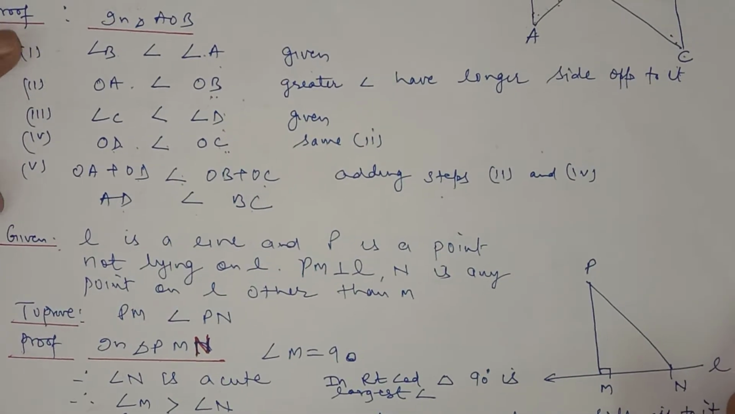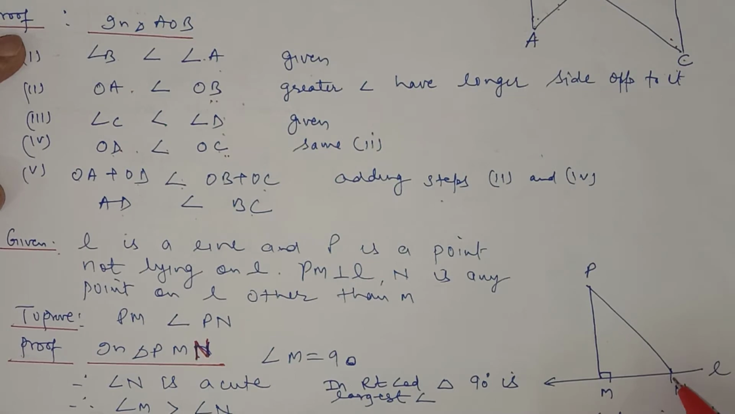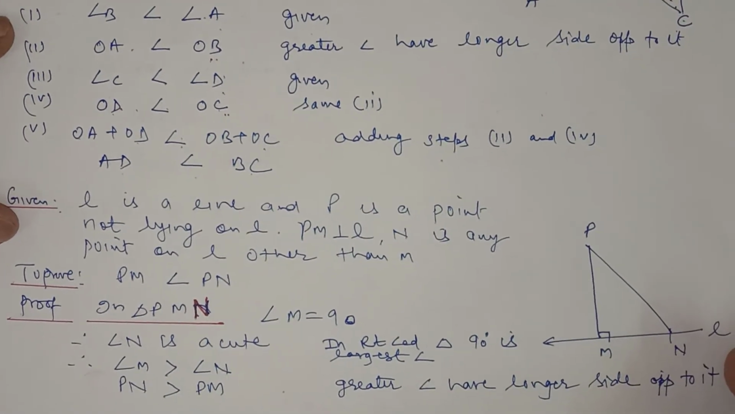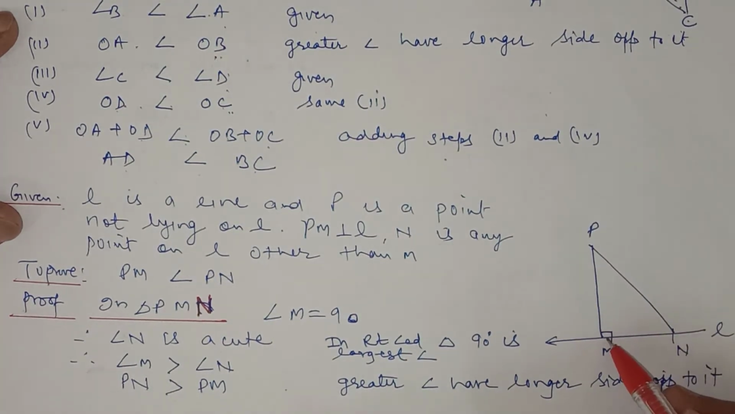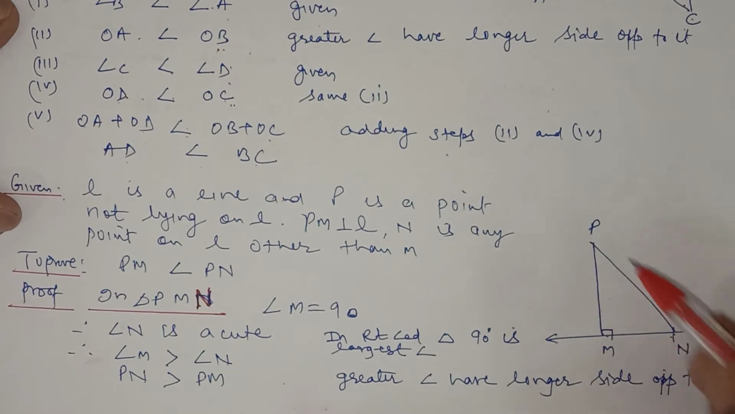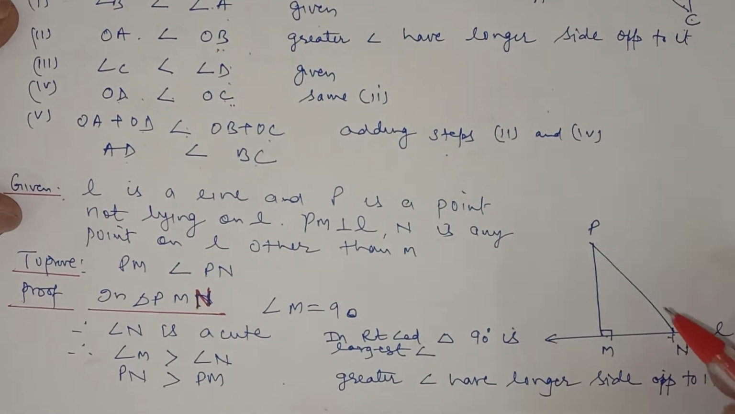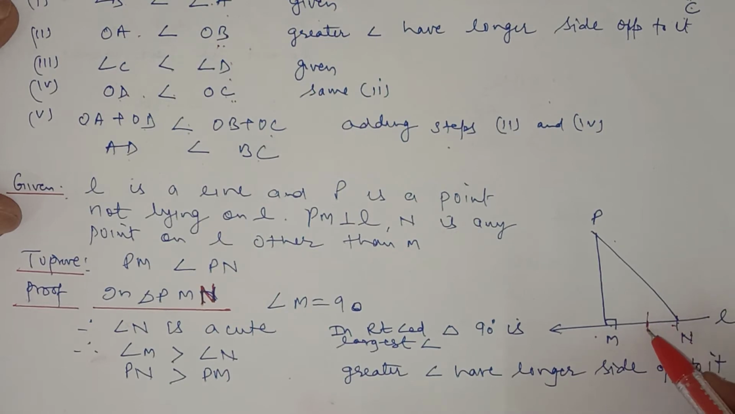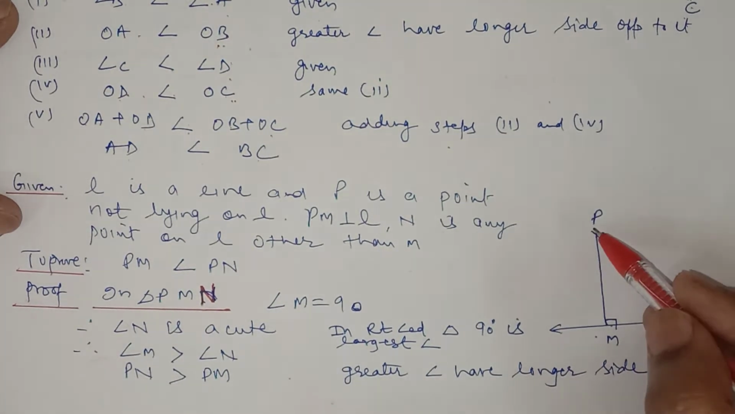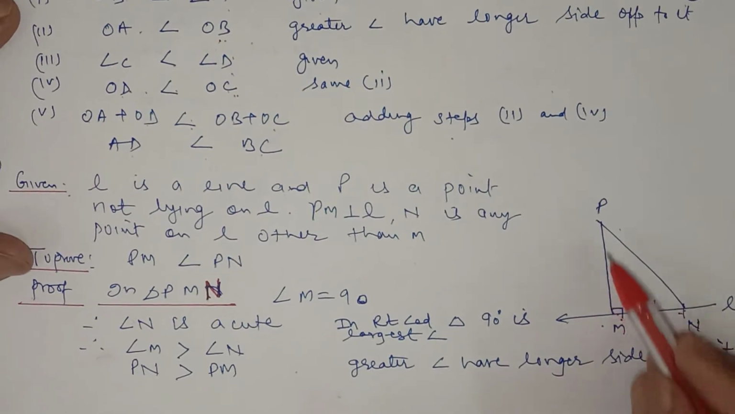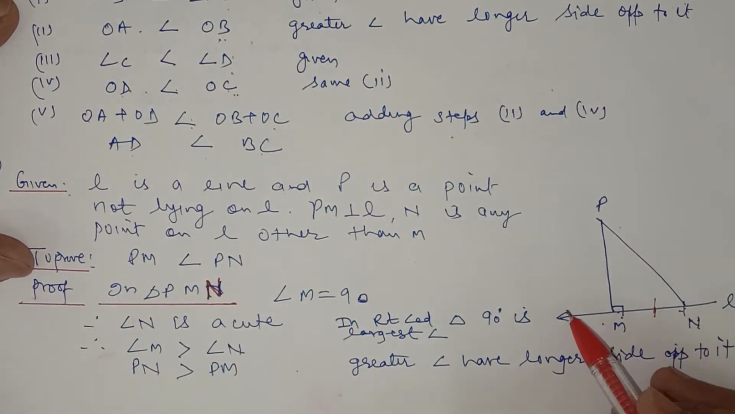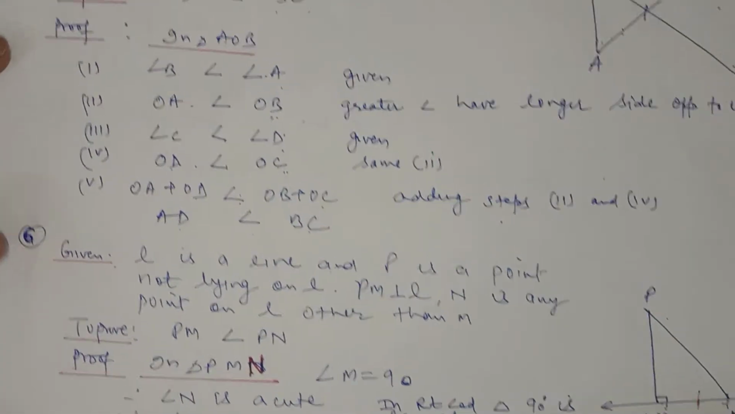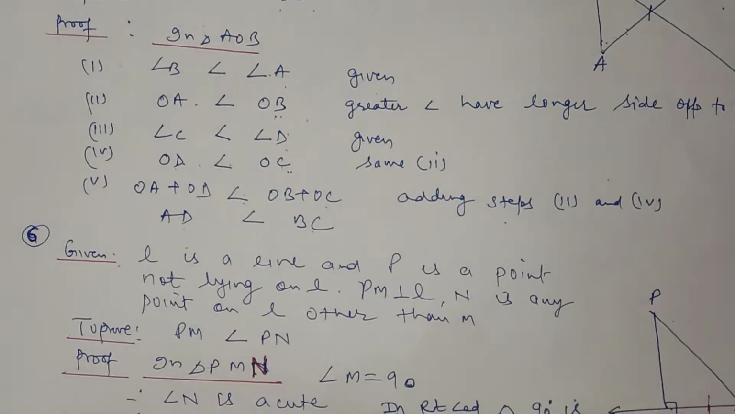Now in question number 6, you have to prove that the perpendicular distance is the shortest length from any point to a line. So PM is the perpendicular distance, and at any point N on this line, if we join PN, it becomes a right angle triangle, and we know that the hypotenuse is the longest side in a right angle triangle. So PN will be greater than PM. If we take any other point, say Q, then PQ will be longer than PM. This means in all the cases, PM will be shorter than any other line segment joining a point on the line L. So we can say that the perpendicular distance is the shortest length from any point to the line.